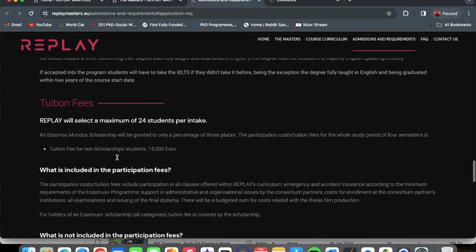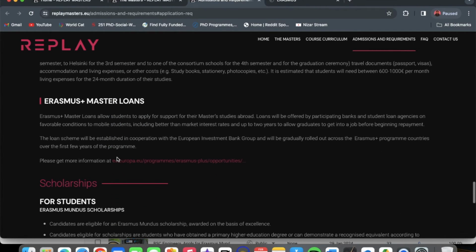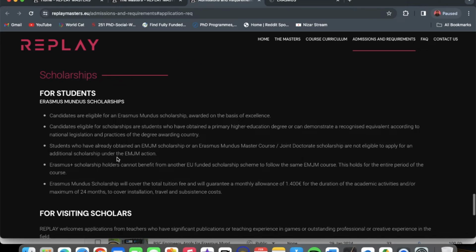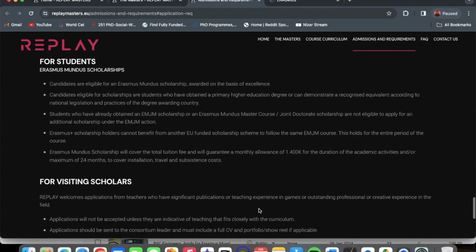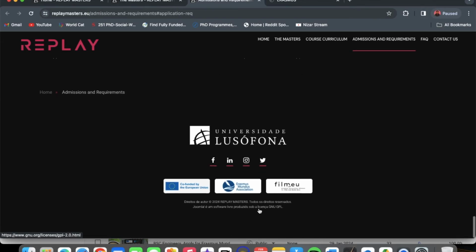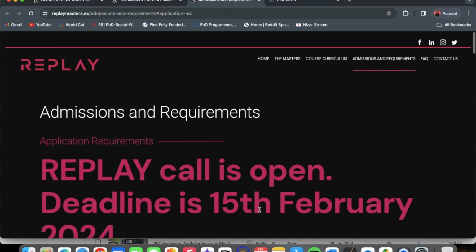Okay, so tuition fees, but we are not interested in the tuition fee part. I just want to highlight the scholarship component of REPLAY. And then it states here that Erasmus Mundus scholarship will cover the tuition fee and will guarantee a monthly allowance of 1,400 euros for the duration of the academic activities and or maximum of 24 months to cover installation, travel and subsistence cost. Okay, so that is for you. It is a fully funded Erasmus Mundus scholarship. Okay, so that is it.